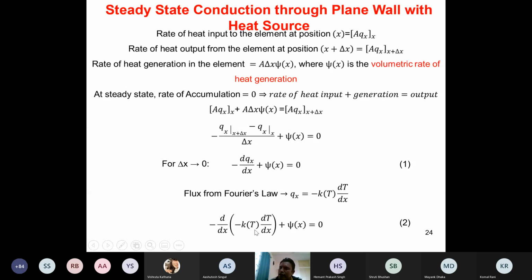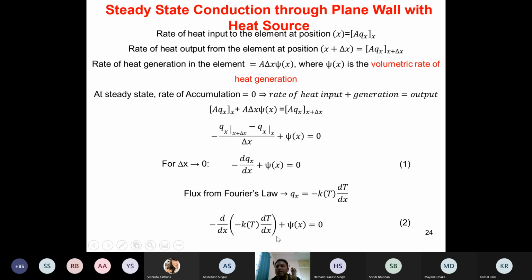Correct. So in order to solve this expression, let us make some simple assumptions. Let us assume that k(T), the thermal conductivity, which is right now a function of temperature, can be taken as a constant value k, independent of temperature. So k(T) is the same as k. The other assumption is that psi(x) is the same as psi_v, the volumetric rate of heat generation, which is uniform throughout the slab. It is not varying with respect to x.